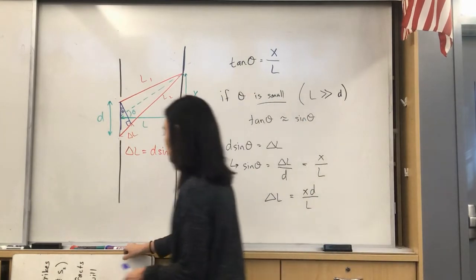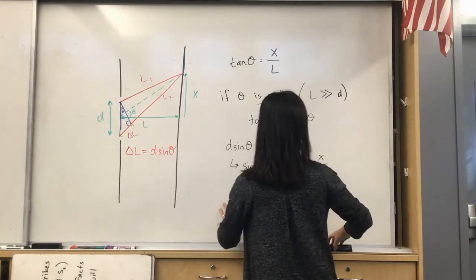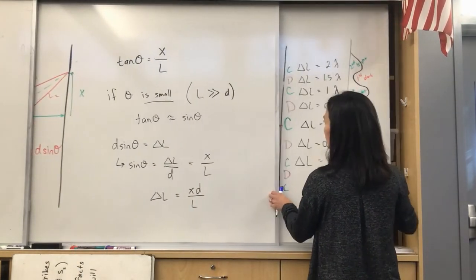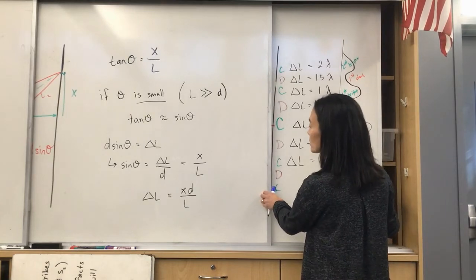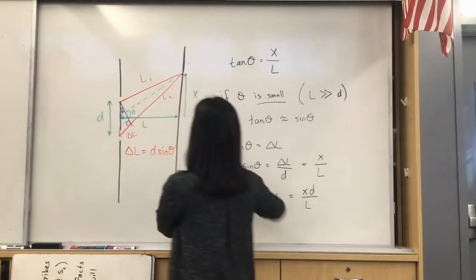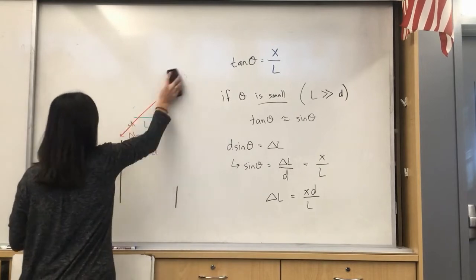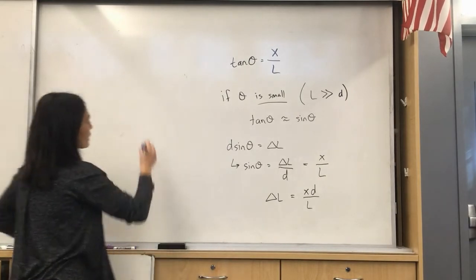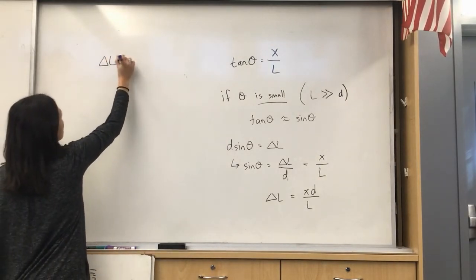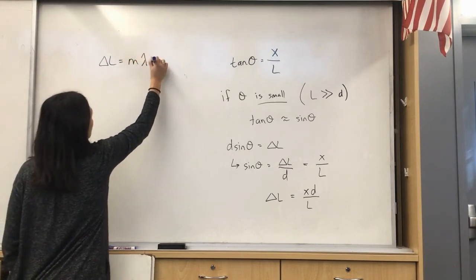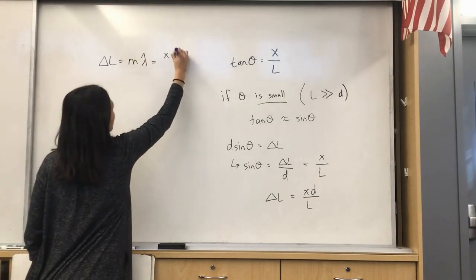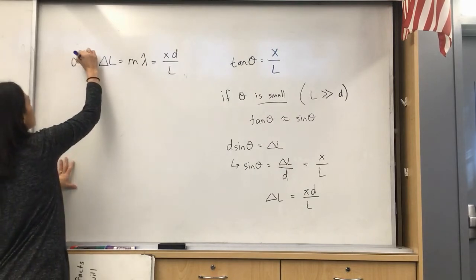So now I've run out of room. I think I can do this, but I don't want to erase that. Oh, golly. I didn't save myself enough room, so I'm going to have to erase this. So again, if delta L is equal to m lambda, I get constructive interference.